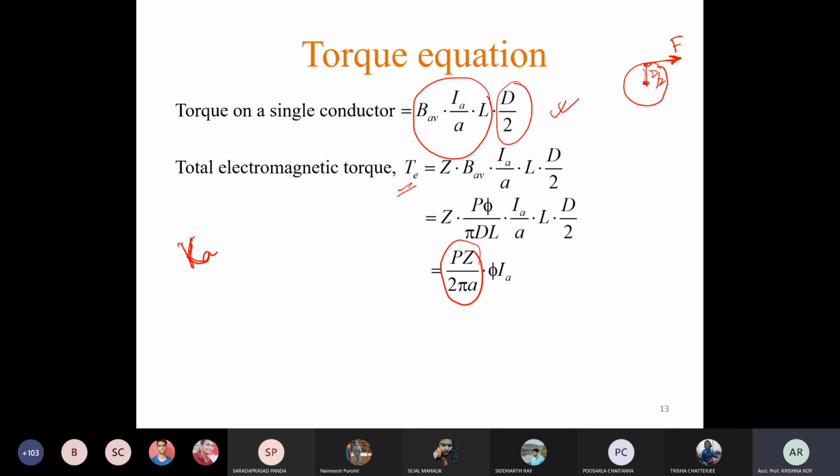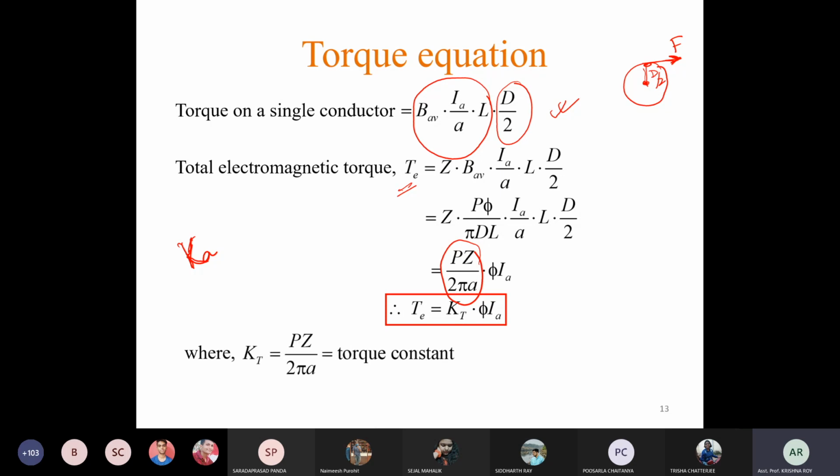So why do we need two different symbols to represent these two? Because basically they are different. How they are different, I will say later on. Let us denote this by the symbol Kt. So Te is equal to Kt phi into Ia, and here Kt is the torque constant, which is Pz by 2 pi a, and that is the same as Ka.